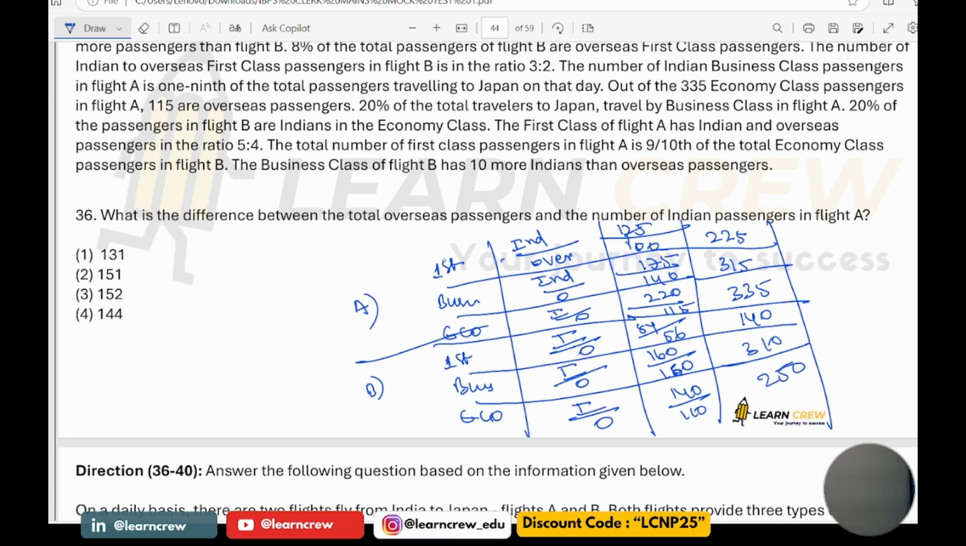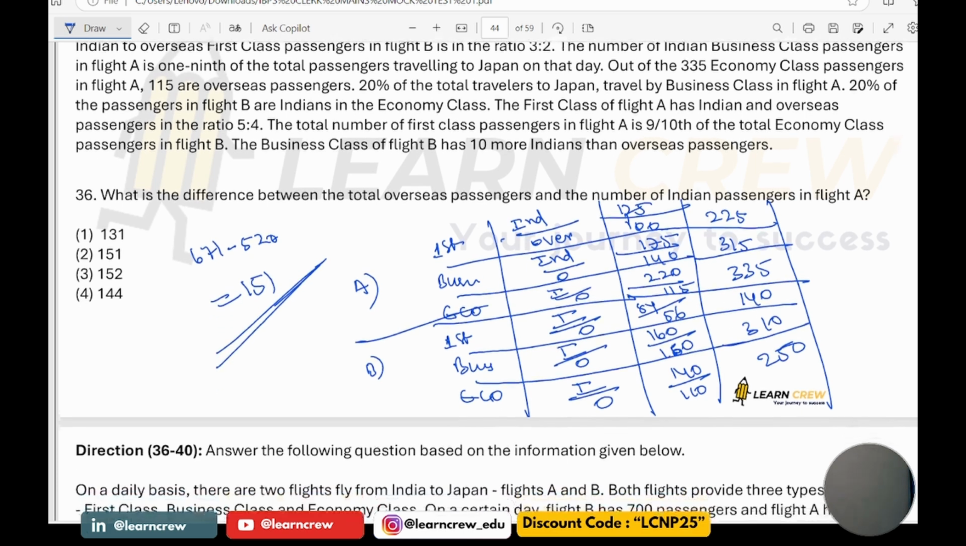Now, what is the difference between the total overseas passengers and the total Indian passengers in flight A? Total Indian passengers in flight A is 125 plus 175 plus 220, which is 520. Total overseas passengers in both flights is 100 plus 140 plus 115 plus 56 plus 150 plus 110, which is 671. The difference of these two is 151. So the answer is 151.